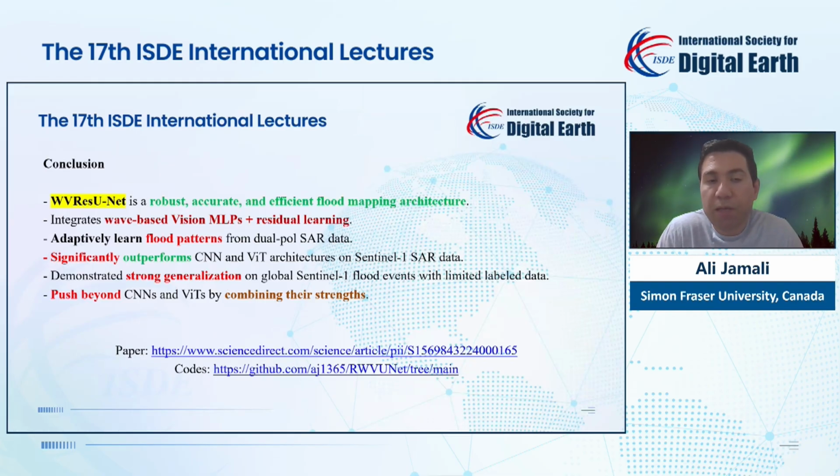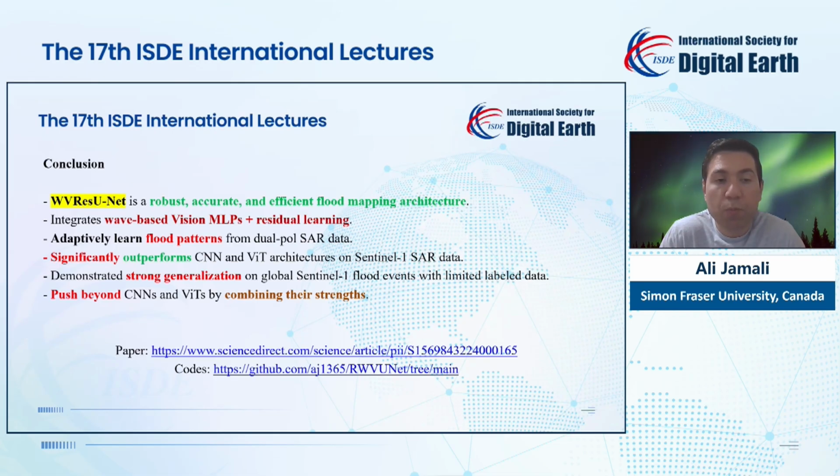So the developed model is a robust, accurate, and efficient flood mapping architecture. It integrates wave-based vision MLPs plus residual learning, so it can learn flood patterns adaptively from dual polarization SAR data. It significantly outperforms other CNN and ViT-based models on Sentinel-1 SAR data. It shows strong generalization capability on global Sentinel-1 flood events, even considering limited label data.